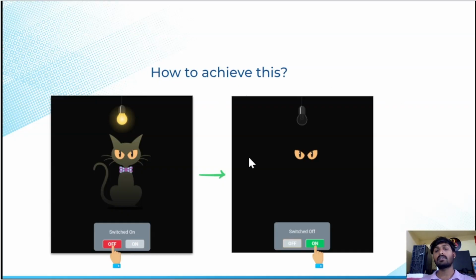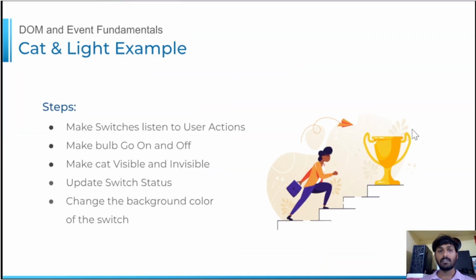When we click the off button, we can only see the light in the off state, only the cat eyes, and the button's background color will be green. And when we click the on button, we can see the light in the on state, the complete cat, and the off button's background color will be red. Let's do this with some steps. By following some steps, make the switch listen to user actions. Based on user actions, the cat becomes visible and invisible, and the HTML and CSS change dynamically.